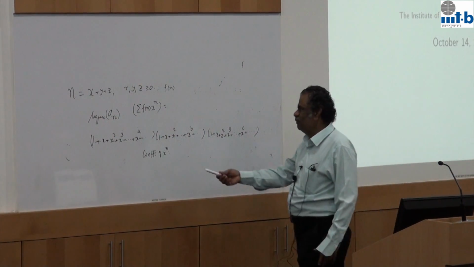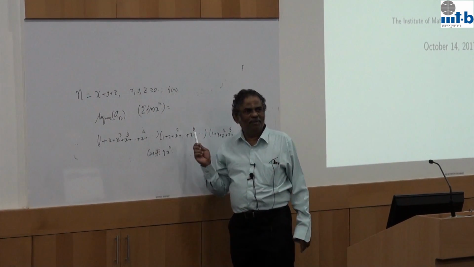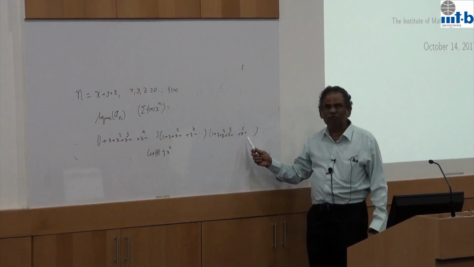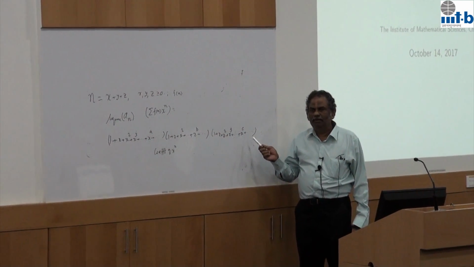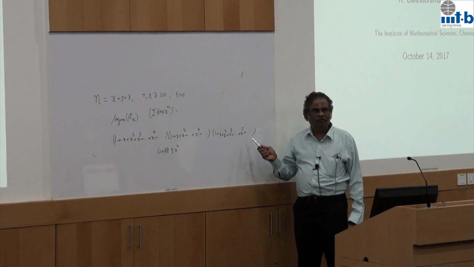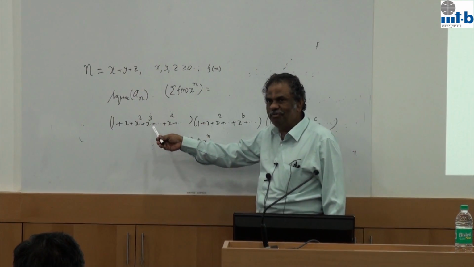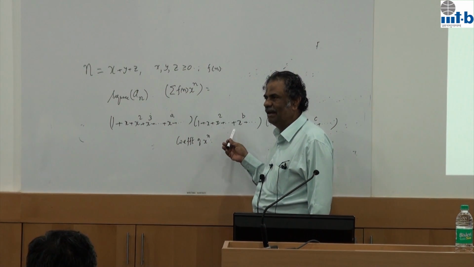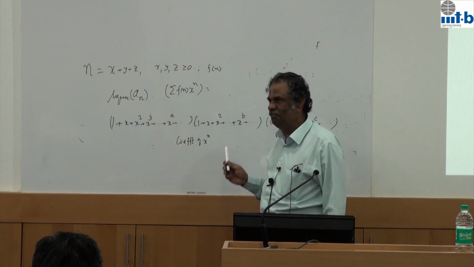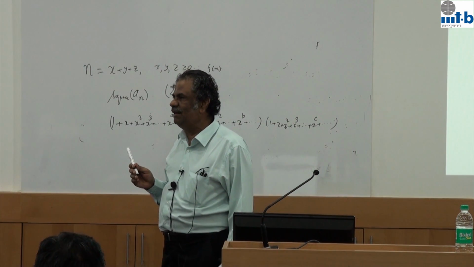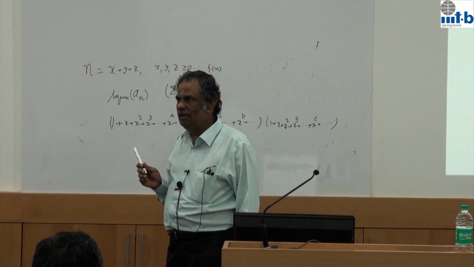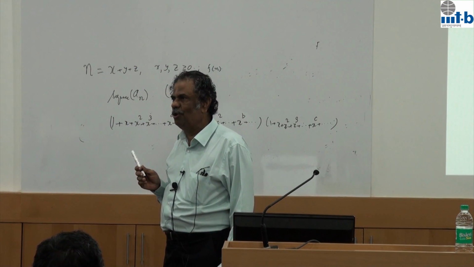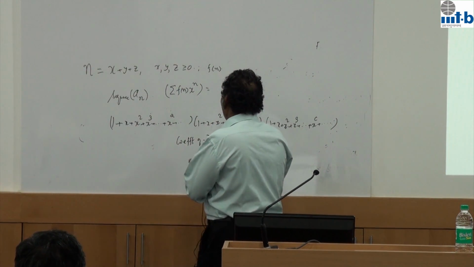Okay. Therefore, I take one typical term x power a here, x power b here, x power c here, and multiply. That will be x power a plus b plus c. Therefore, I should choose a, b, c in such a way that a plus b plus c equals n. All possible ways of choosing a, b, c such that a plus b plus c equals n, every time I do that, I will get an x power n. That means by definition the coefficient is Fn, because that is how I have defined my Fn.